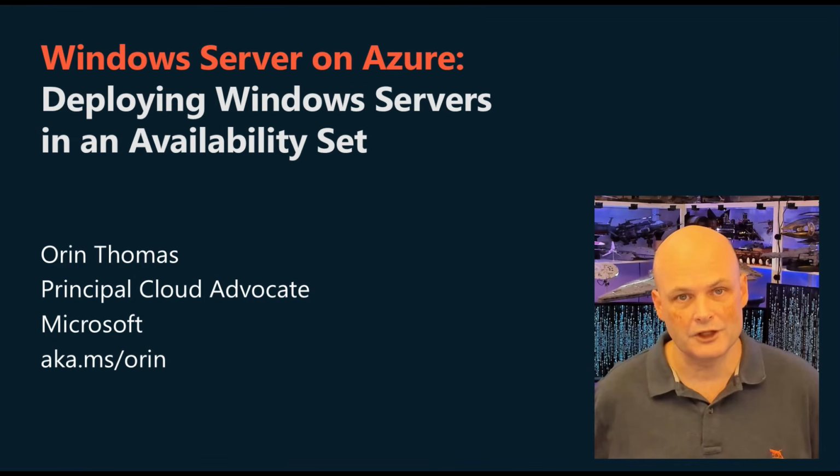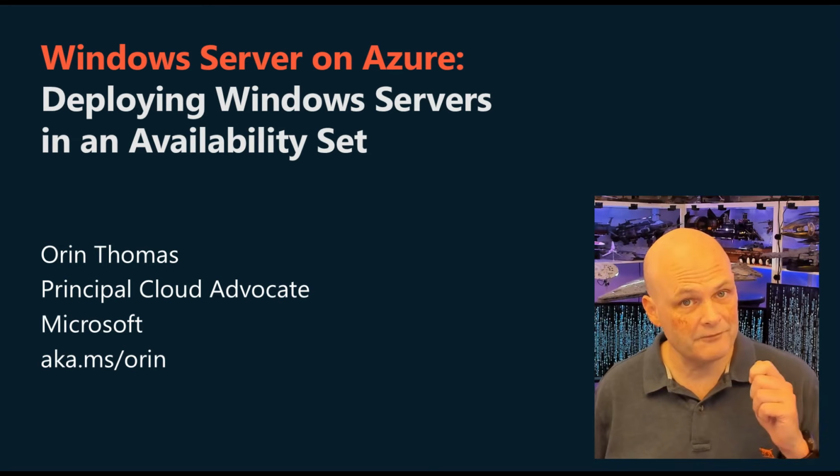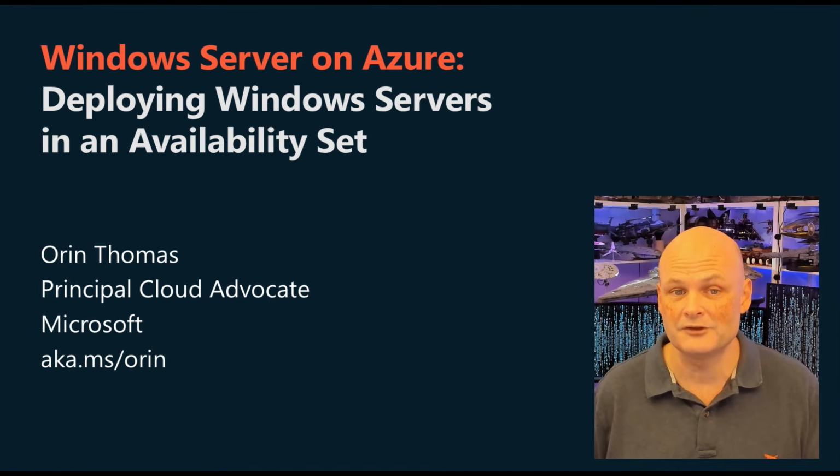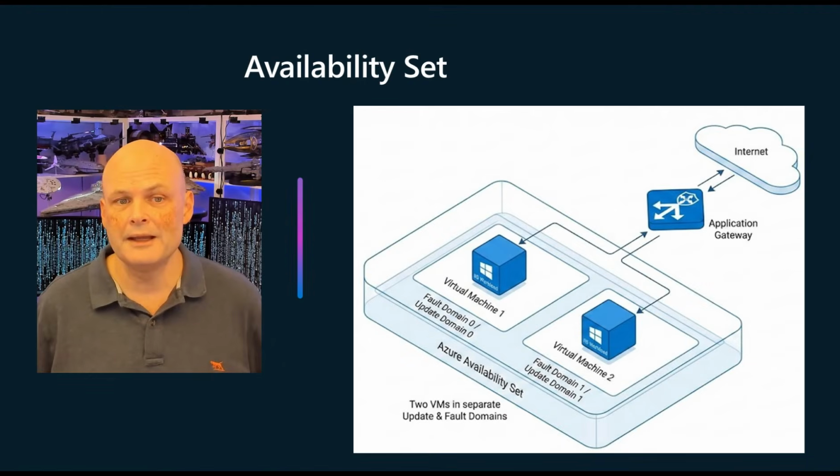In this demo, I'll show you how to create an availability set and a VM configuration that achieves a 5 nines SLA for an IIS web application running on Windows Server. Now, an availability set is a logical grouping of virtual machines distributed across multiple Azure fault domains and update domains within a single Azure data center. Doing this ensures application resilience against both planned maintenance and unplanned hardware failures.